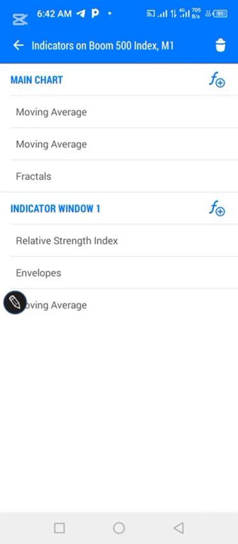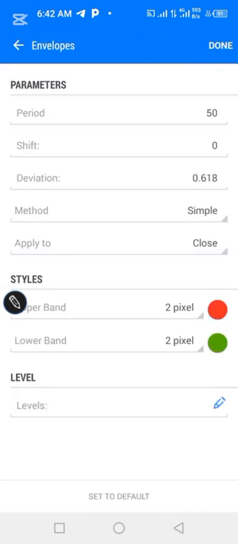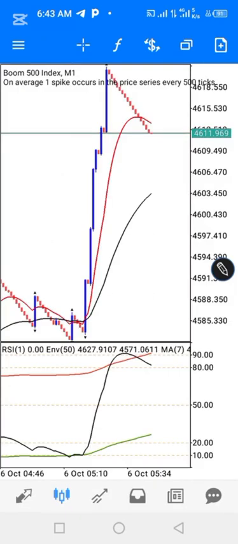So the next indicator we'll be using is our envelope. The period is going to be 50. The shift is 0. Deviation is 0.618. Method is simple. Apply to what? Apply to close. The upper band is going to be 2 pixel, and the color is going to be red, while the lower band is going to be 2 pixel, the color is going to be green. There's no levels there. Once you are done, you click on done.